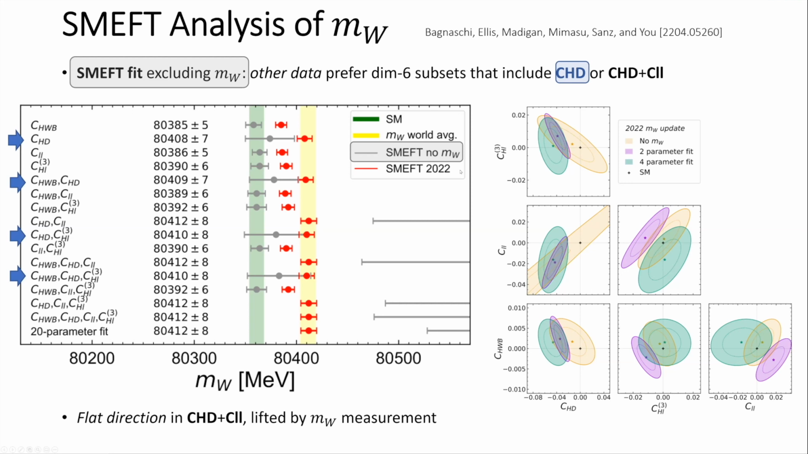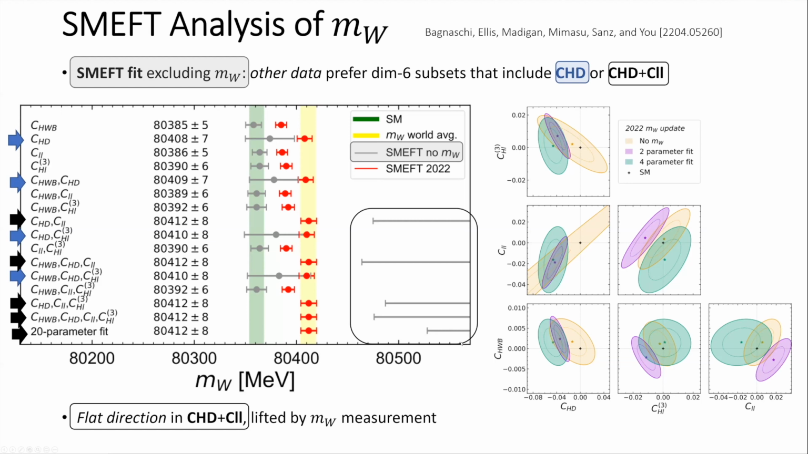But we also see that CHD and CLL can also have a very large uncertainty. And this pull to very high values isn't even shown on the plot here, because the central value is just so high, but the uncertainties are also very large. This indicates a flat direction in this combination that is lifted by the W measurement. So we see on the right here all the possible 2D slicings of this four parameter subset, where the green shows the four parameter fit projected onto these 2D planes. The purple shows the two parameter fit, and in beige, we see the fit with no W mass measurements. So the correlation is broken by the inclusion of the W mass, and the flat direction is what prevents us from having a sensible SMEFT prediction in all generality without including W mass measurements.